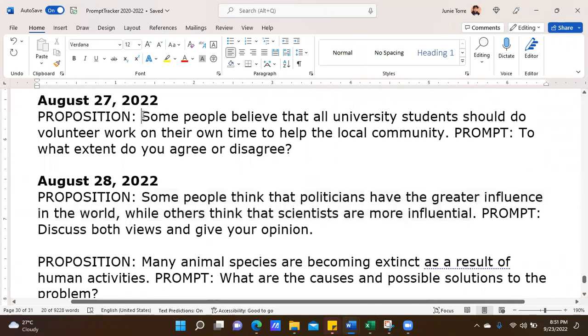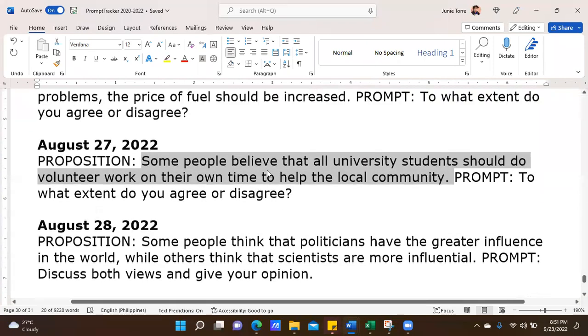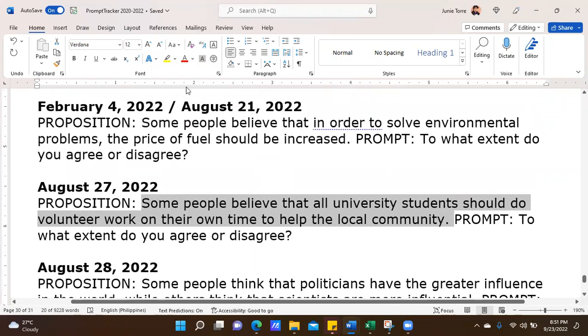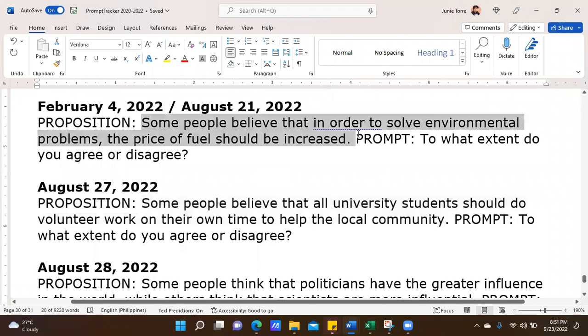Some people believe that all university students should do volunteer work on their own time to help the local community. That's very psychological, cognitive review, guys. Some people believe that in order to solve environmental problems, the price of fuel should be increased. Very economic, guys. That is Great Depression.